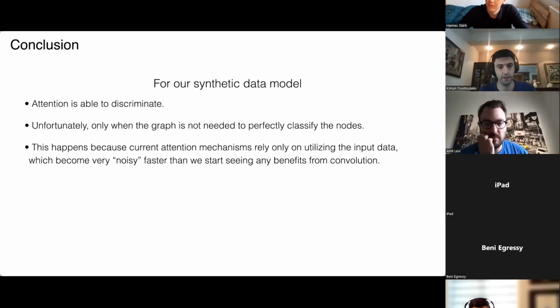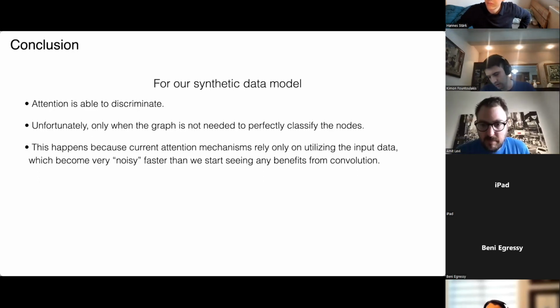fails to classify the data, right? So what does that mean? It means that even if attention fails, we can still have node classification, right? That shouldn't happen. Ideally, you would like the attention mechanism to work whenever you have node classification as well.